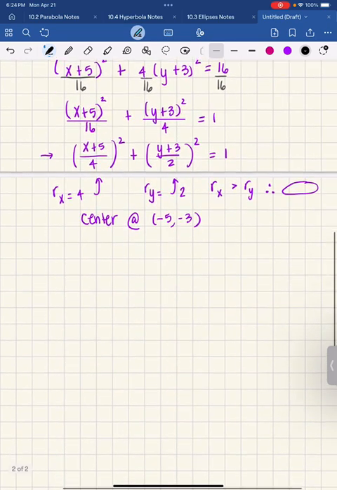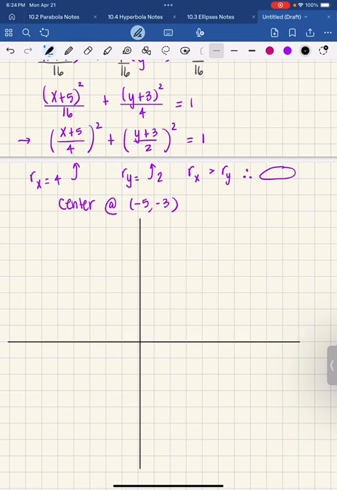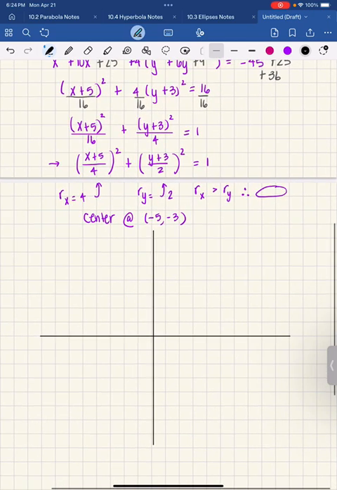Okay, so we're going to draw a nice graph, and we're going to make sure we have everything labeled. So the center is at -5, -3. 1, 2, 3, 4, 5, 1, 2, 3. So here's my center. From the center, I'm going to move right and left 4. So I'm going to move right 4 and left 4, and those are my vertices.